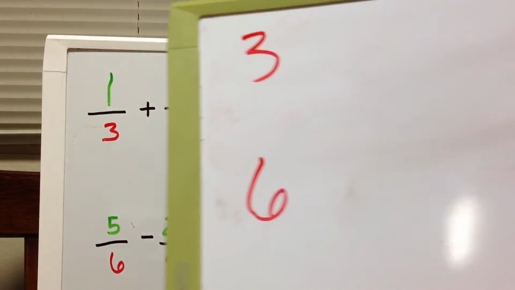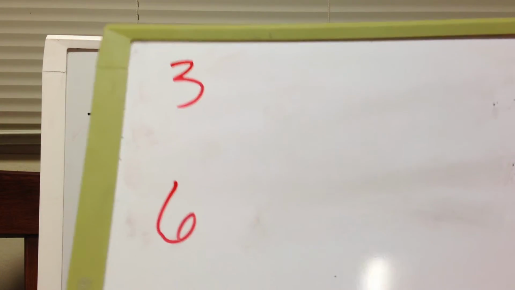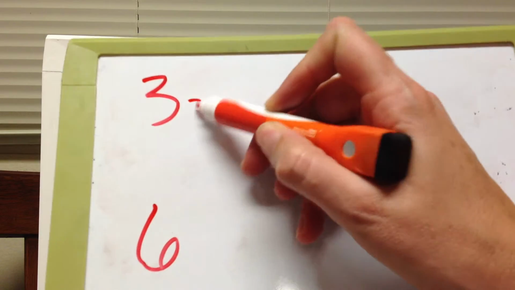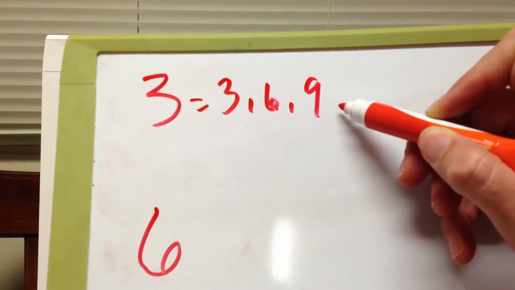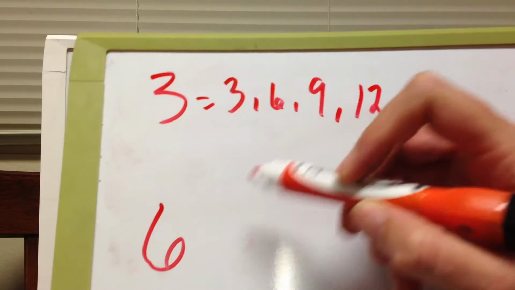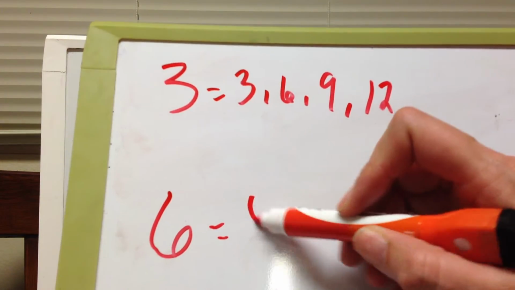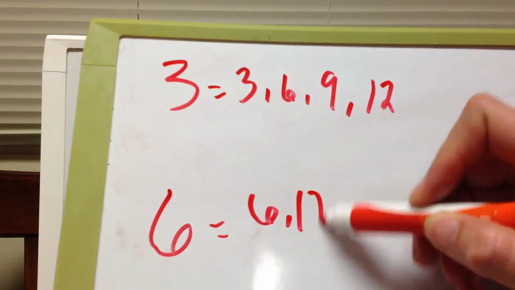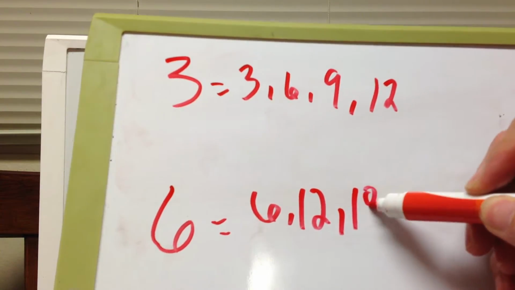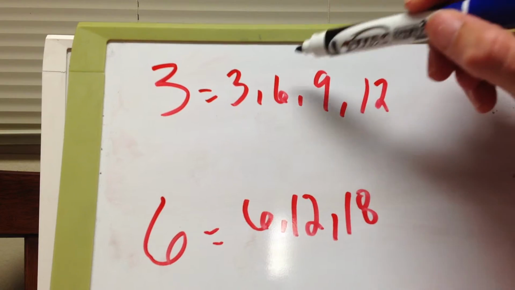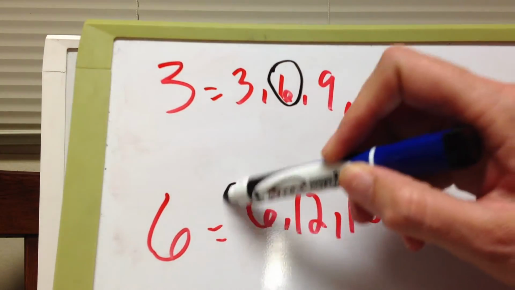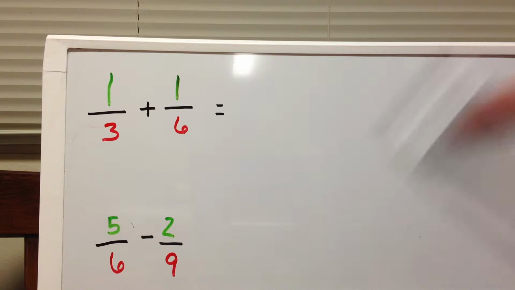So the multiples of 3 would be 3, 6, 9, 12. And our multiples of 6 would be 6, 12, 18. And then we see that our lowest common multiple is 6. So our common denominator is going to be 6.